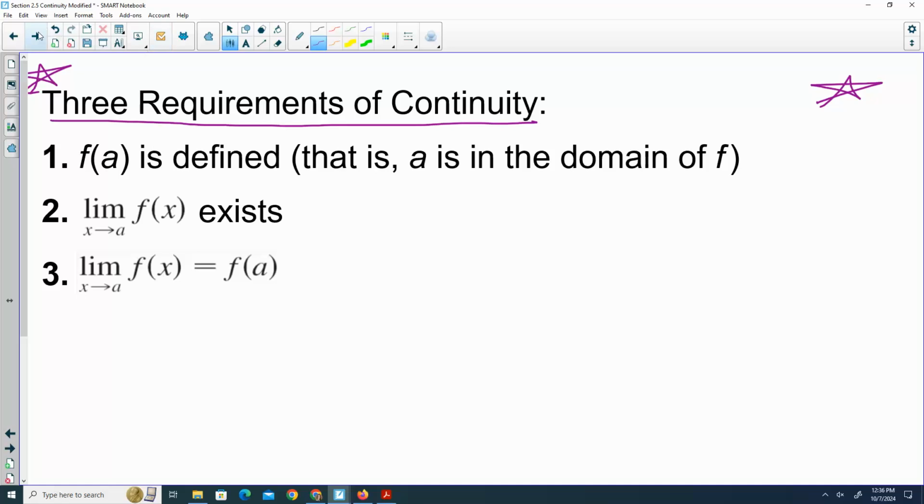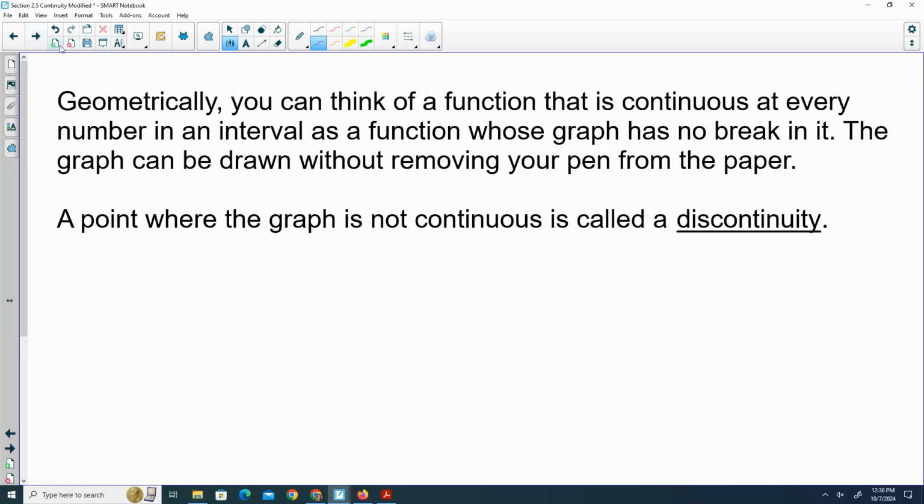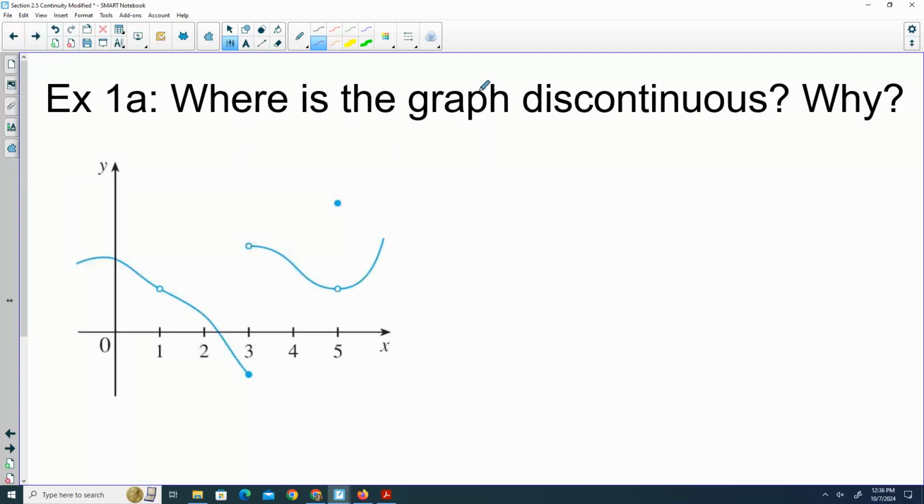The next slide is just talking about what I've already mentioned. Geometrically, we said if it's continuous, you don't have to pick up your pencil. So if it's a place where you would pick up your pencil, that's called a discontinuity or a break in your graph. So if I tell you, identify the discontinuity, you're just telling me where our graph is not continuous. Where do we pick up our pencil if we're graphing it? So in this one, if I ask where is this graph discontinuous, where do we have a break in the graph?